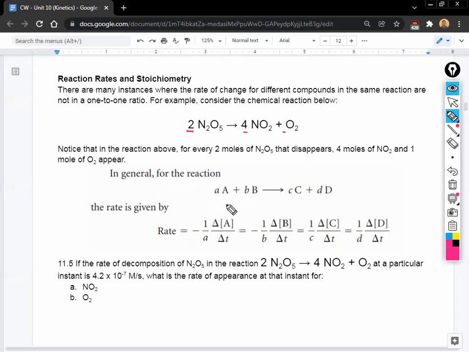Okay, and so I want you guys to write this down. You don't need to write this whole thing right here, but the important thing is that the rate is going to equal this equation right here. And if you notice, it's the same thing for all of the different compounds. I'll break that down in just a second, but I want you guys to copy this equation down, the one in the pink box.